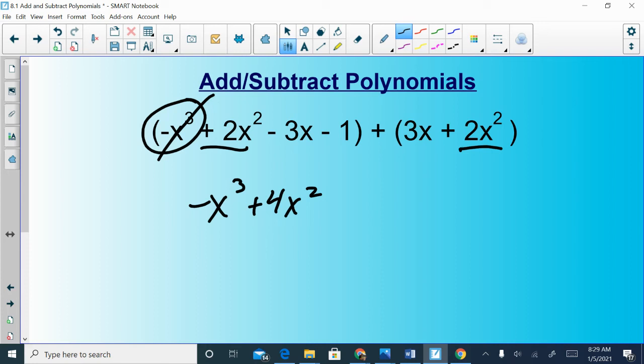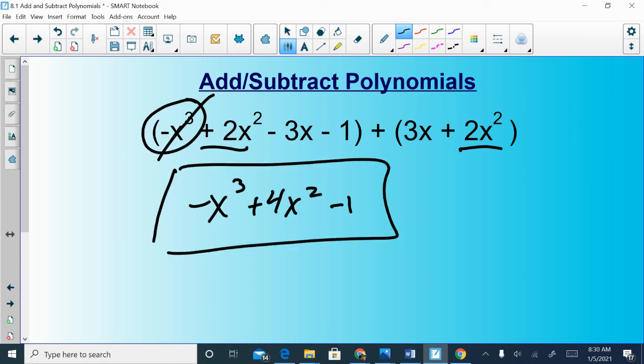Up next would be plain x's. This one, negative 3x and a positive 3x, they cancel each other out, right? Negative 3 plus 3 would be 0x. Okay, it's canceled out, so I don't even need to worry about that. And then we have a minus 1, and this one doesn't have any partners. There's no number without a variable here. So that would be my answer.